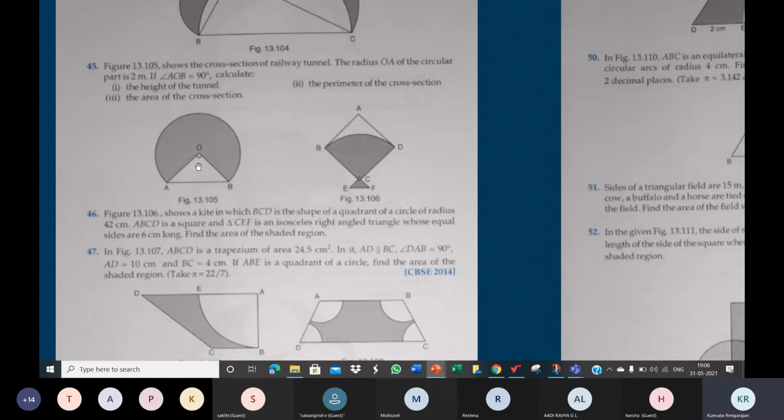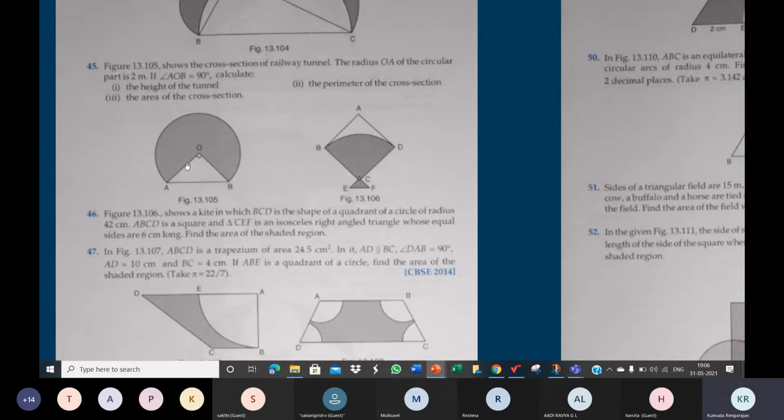So this alone is not the tunnel, children. This is important to work the answer. I'm saying the cross section of the tunnel is like this: the line segment AB and this major arc, and this line segment. This is the cross section. It's empty like that. See here, this line segment and this arc is the cross section of the railway tunnel.